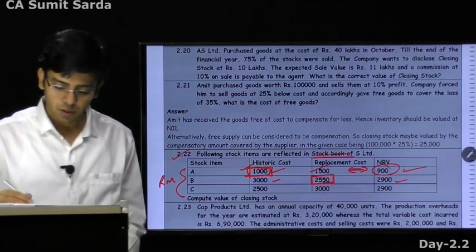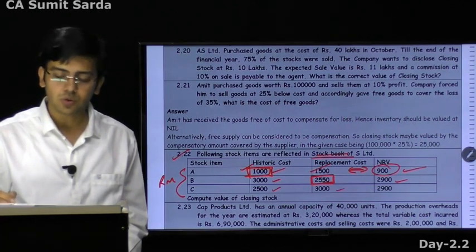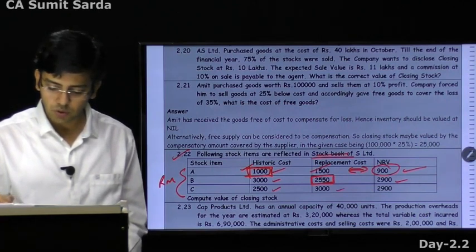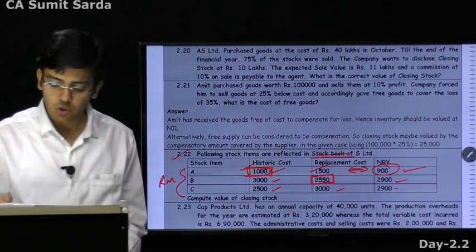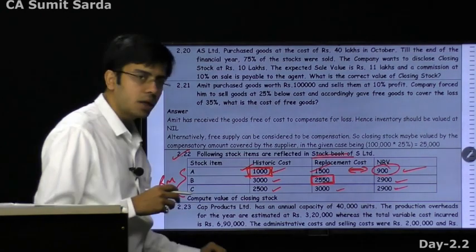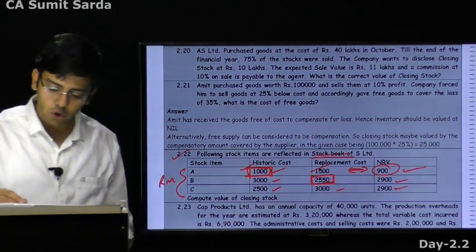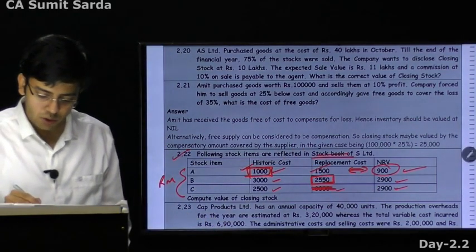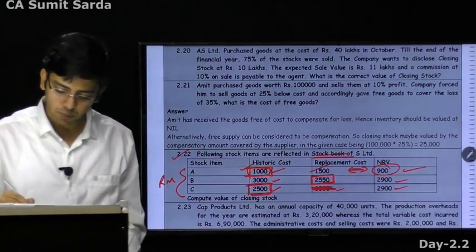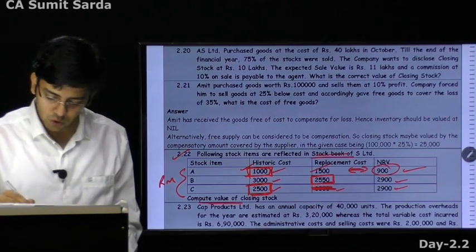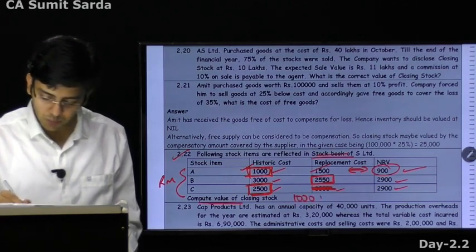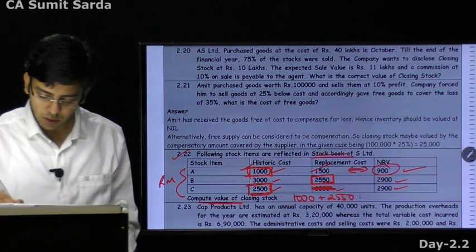C, historic cost is 2500, replacement cost is 3000, and there is 2900 NRV, so NRV is not at decline. We cannot see the NRV at decline. 2500 is the historic cost, NRV is higher, so we are not going to check the replacement cost. What we'll do is historic cost will be considered to be the best measure. So now if I compute the value of closing stock, it will be 1000 plus 2550 plus 2500.